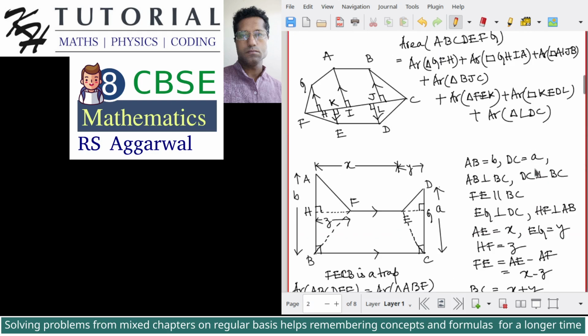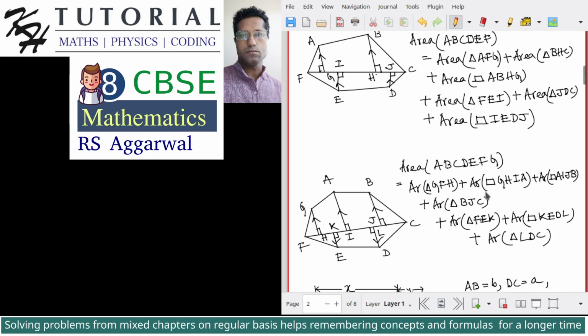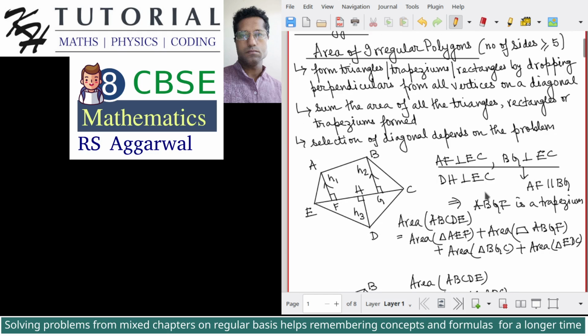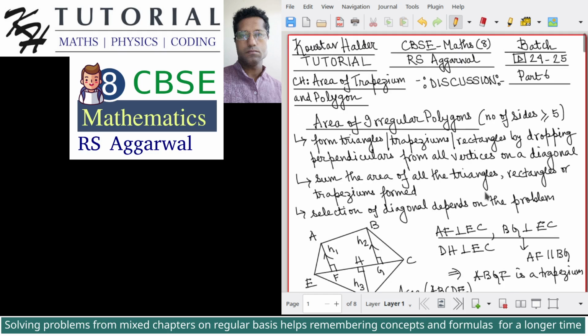Even though it will be very problem specific, it will depend a lot on what diagram is given and what dimensions and data are given. Accordingly, you have to form the triangles, trapeziums and rectangles by joining some vertices or line segments that you observe, and proceed to solve the problem. It will be clear when I solve more problems on finding the area of irregular polygons.